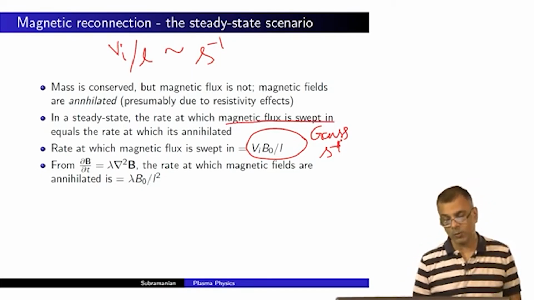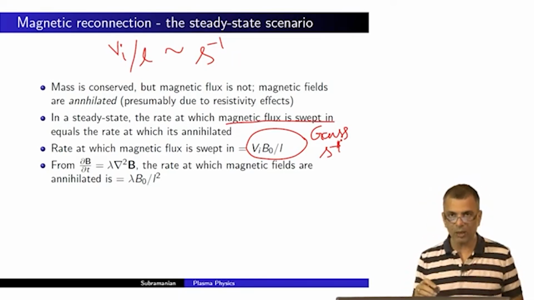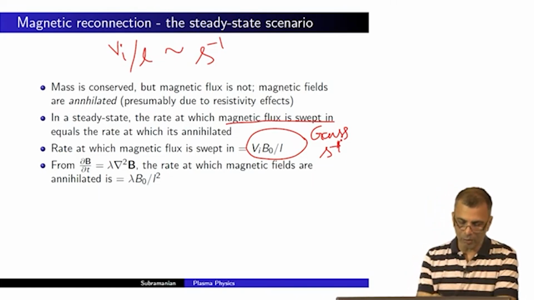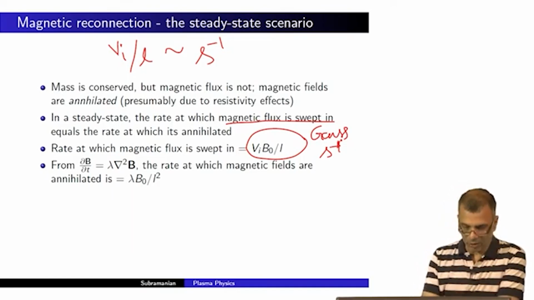Now, what is the rate at which it is annihilated? Annihilation follows from finite resistivity effects. So now what happens is you have the induction equation, which now looks like this: dB/dt equals lambda, where lambda includes all the resistive terms, del square B. Generally you would have seen the induction equation as this.